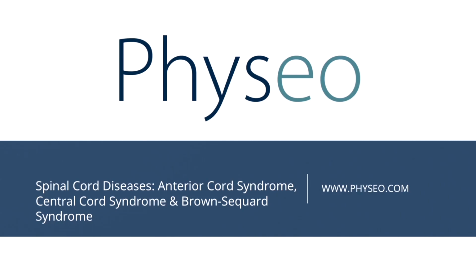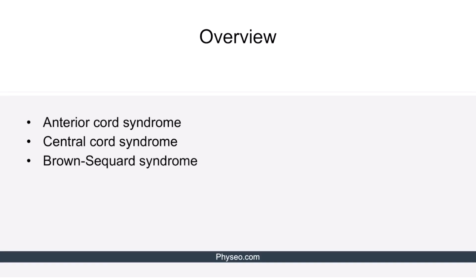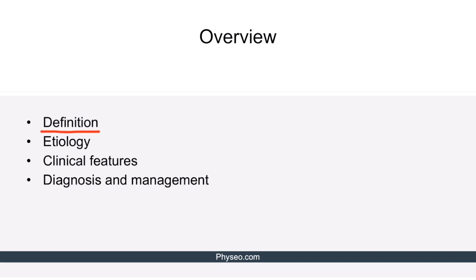Welcome to our first video on spinal cord diseases. Let's begin. In this lecture, we're going to discuss anterior cord syndrome, central cord syndrome, and Brown-Sequard syndrome. We'll discuss definition, etiology, clinical features, diagnosis, and management of anterior cord syndrome.